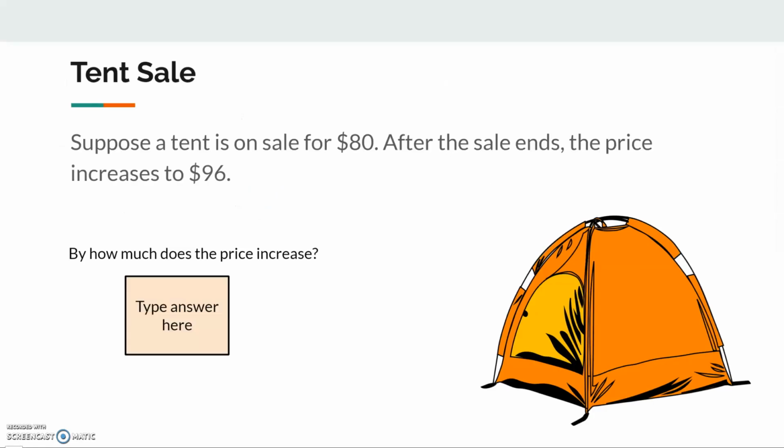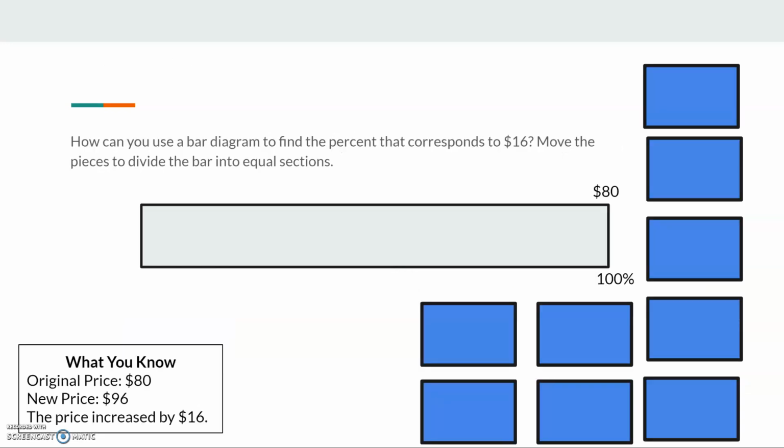So you'll go into your slides. By how much does this price increase? And double click in that and type in 16.